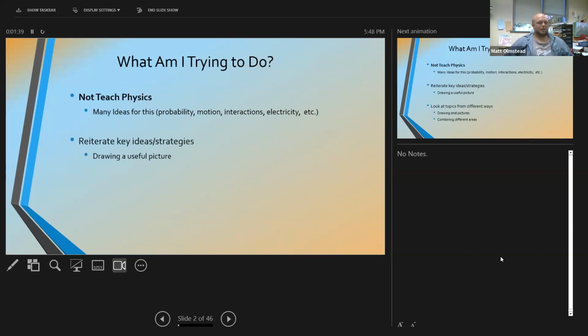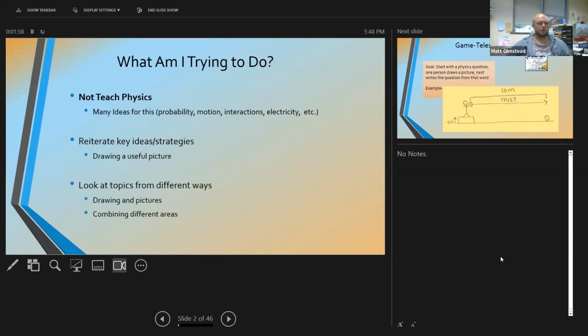So I do use them to reiterate key ideas or strategies. One thing in physics is it's really useful to draw pictures, right? A very nice picture will give you a lot of information. And this is something students really struggle with. It doesn't matter how well you can draw, but it matters that you can get the key information out. It's also a really nice way to look at many of these topics from different ways. And I found that in doing this, I see lots of misconceptions and misunderstandings that I would never, ever see if we were just solving problems and going through a traditional way.